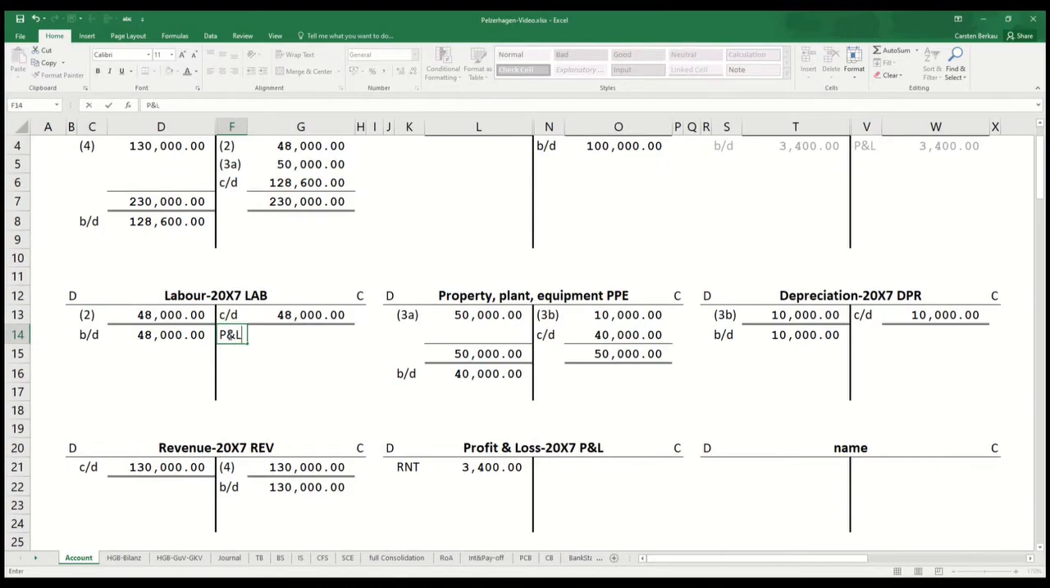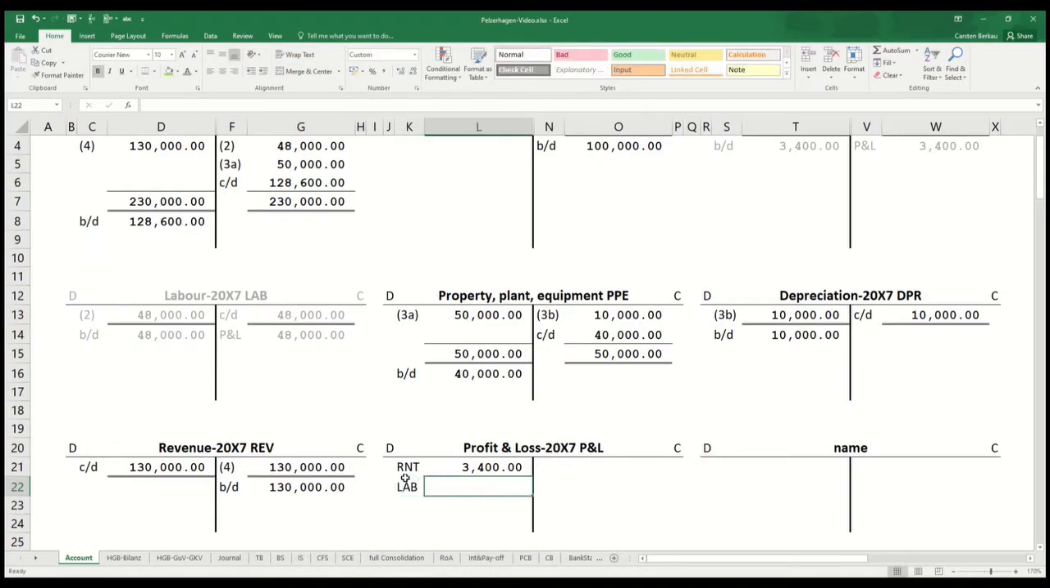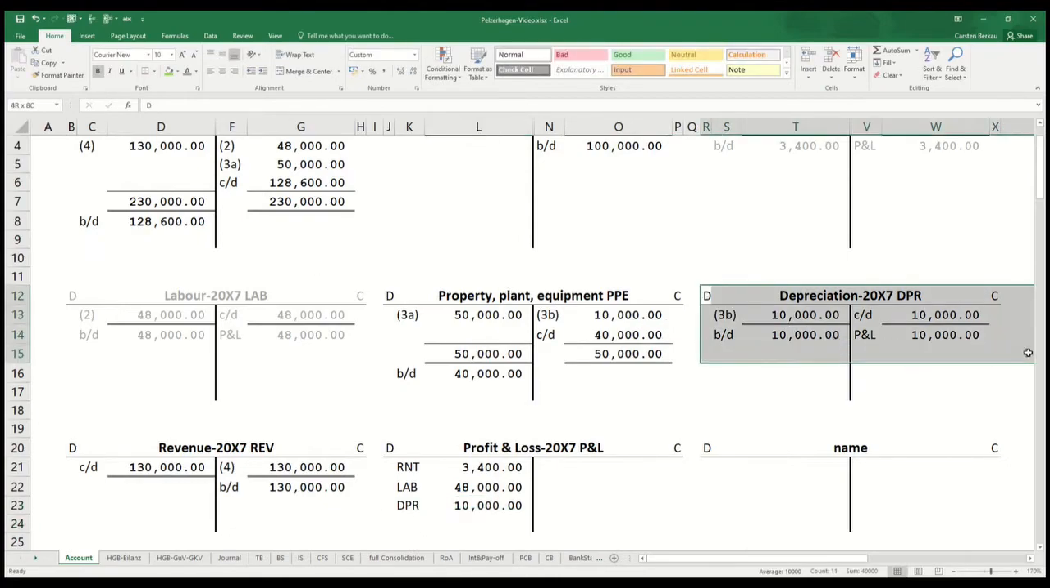So profit and loss, 48,000. The account is zero balance and can be grayed out, and we record here labor 48,000. The next item here is depreciation. So we close off the depreciation account by recording a credit entry to the extent of 10,000, and we make a contra entry on the debit side, depreciation, and it is 10,000. Now the depreciation account got closed off and we gray it out.